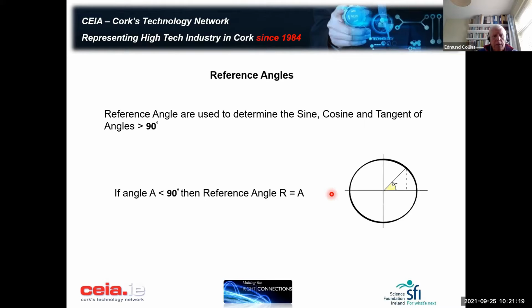So the reference angles are used to determine the sine, cosine, and tangent of angles which are greater than 90 degrees. We've already been through the angles less than 90 degrees situations with the standard right angle triangle. If angle A is less than 90 degrees, which we've been looking at, then the reference angle is itself. So that's straightforward enough.